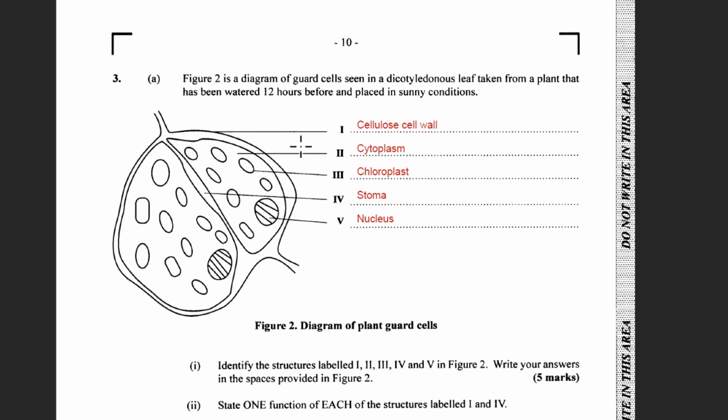Here we have the 5 things: 1 is the cellulose cell wall, 2 is the cytoplasm in the cell, 3 is the chloroplast, 4 is the stoma, that's the singular for stomata. Remember, these are the guard cells neighboring it, sandwiching the stoma basically. And 5 is the nucleus. A very, very bad diagram.